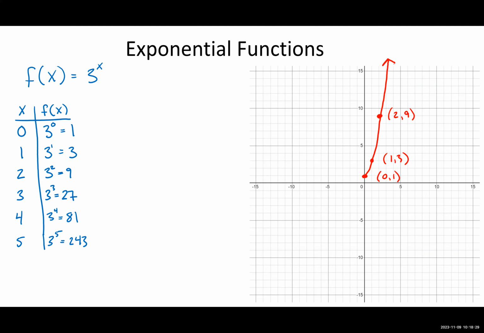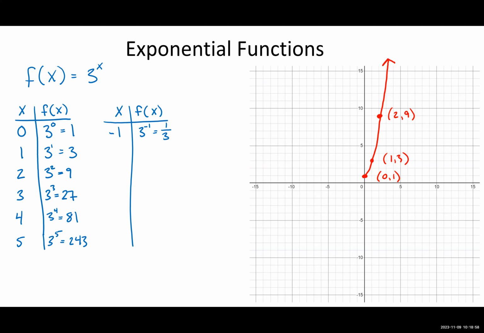Really big, really fast. Well, let's look at negative exponents or negative values of x. So if you plug in a negative number, it's going to be a negative exponent. So x and f of x. So when x is negative 1, you get 3 to the negative 1 power. Negative exponents mean reciprocals. So that's 1 over 3.